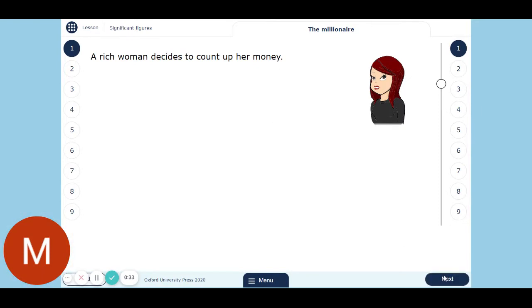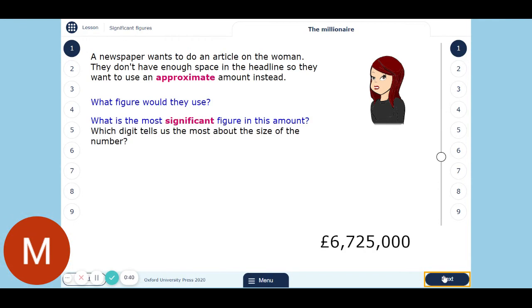A rich woman decides to count up her money. She's a multimillionaire. She's got savings of £6,725,000. A newspaper wants to do an article on the woman, but they don't have enough space in the headline. So they want to use an approximate amount instead. They don't want to put all the figures. They just want to say roughly what she's got. So we want to know what figure would they use.